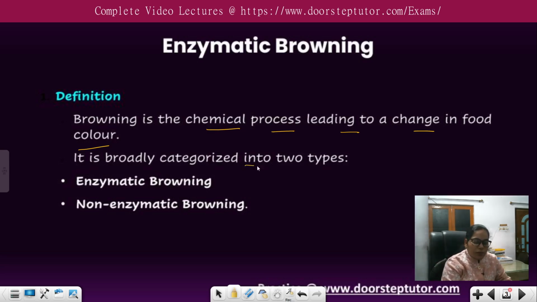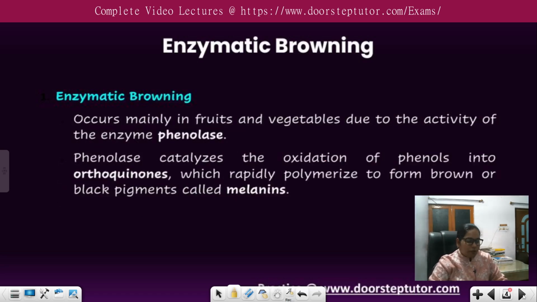It is broadly categorized into two basic types: enzymatic browning and non-enzymatic browning. Clear? So let's study one by one what comes under enzymatic browning, which steps are involved, and how it takes place. So what is enzymatic browning? It occurs mainly in fruits and vegetables, through the activity of enzymes known as phenolase.